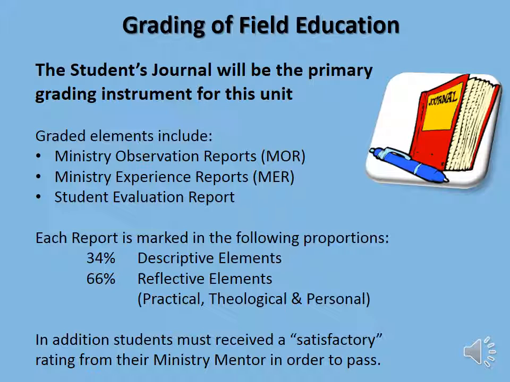When it comes to the grading of your field education, you will find there that the grading is primarily drawn from the reports that you provide. In fact, the grades are essentially marked on the work that you send in: your ministry observation reports and also your ministry experience reports and then your student evaluation report. And the way in which we break up the grading of each of those reports is that approximately 34% of the grading is allocated to the descriptive elements of the report, while 66% is allocated to the reflective elements.